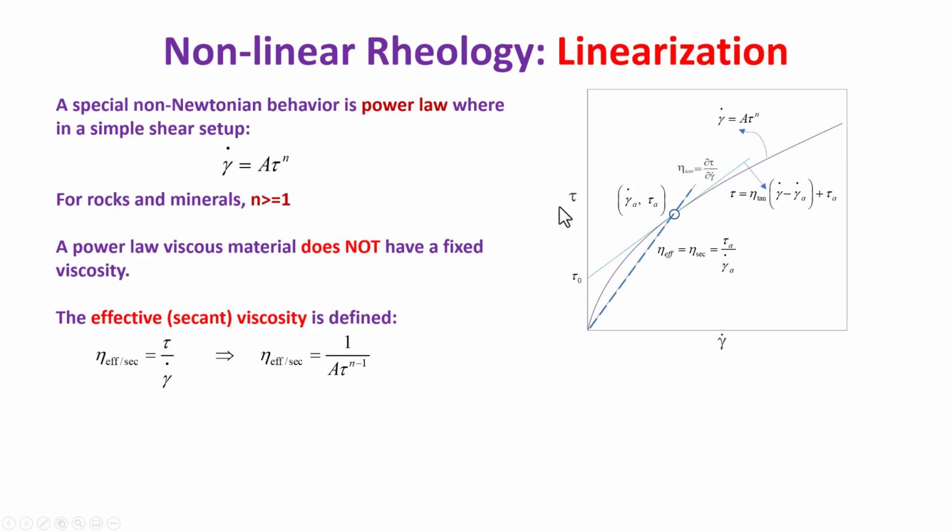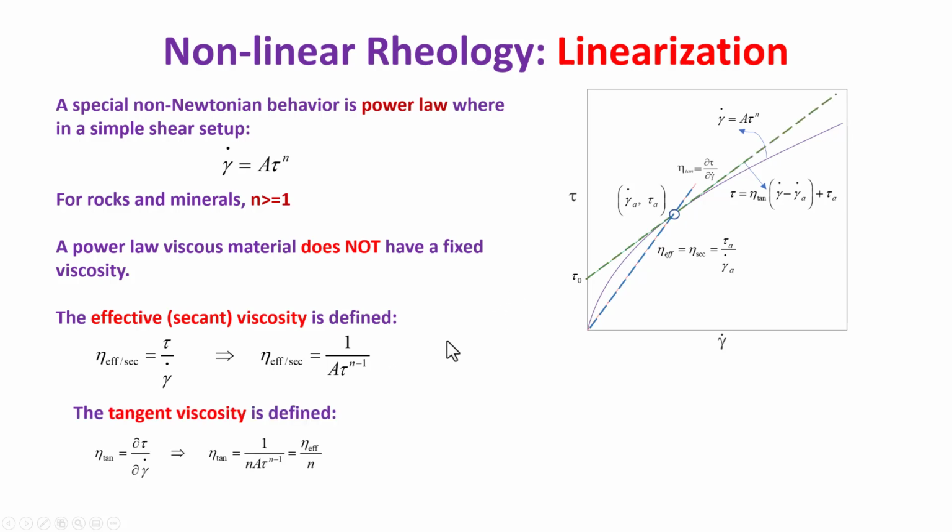In a plot of shear stress versus shear strain rate, the power law relationship is represented by this purple curve. The effective viscosity at a stress state, tau alpha, is defined by the slope of this dashed blue line. In materials sciences literature, the effective viscosity is often called the secant viscosity, and you can understand why it is named so, because it is a straight line intersecting the curved purple line.